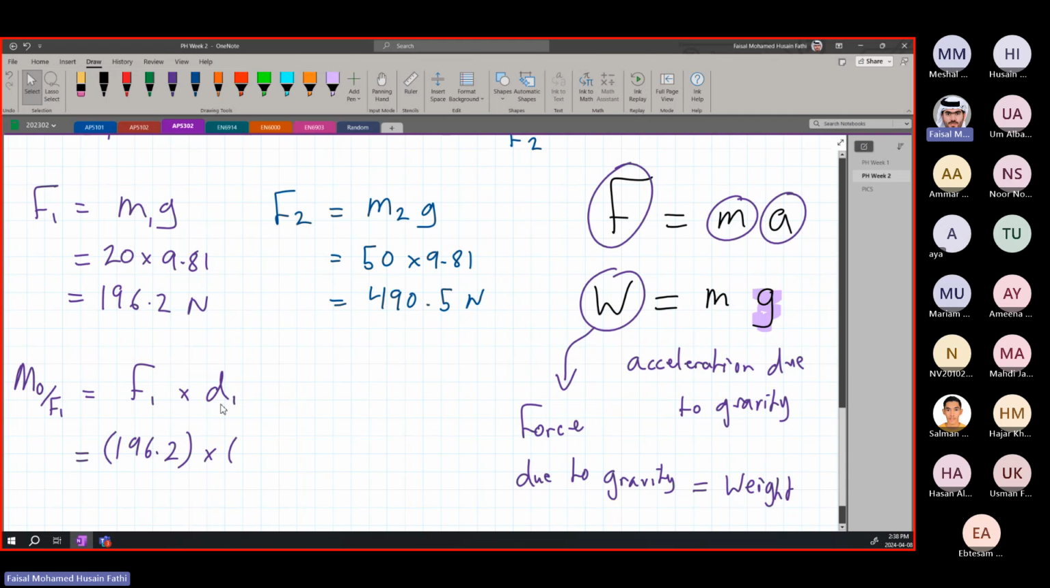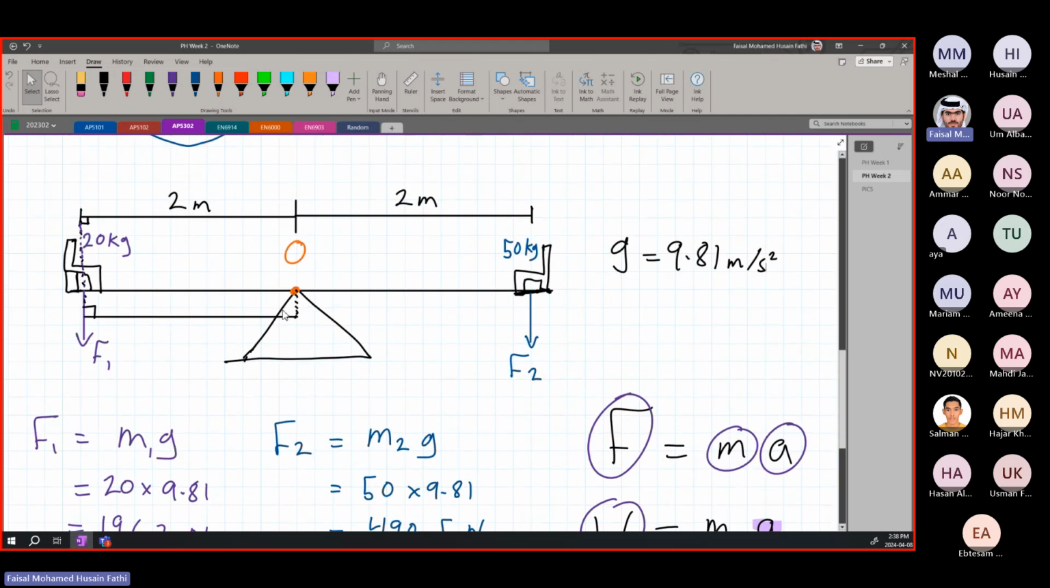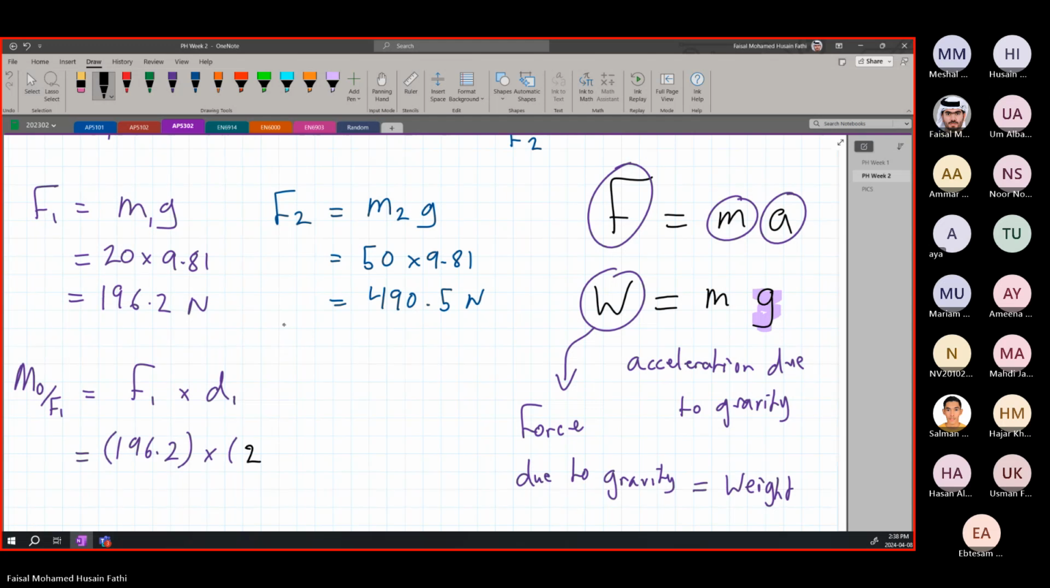All right, back to the question. So the force times the perpendicular distance here, which is 2 meters.